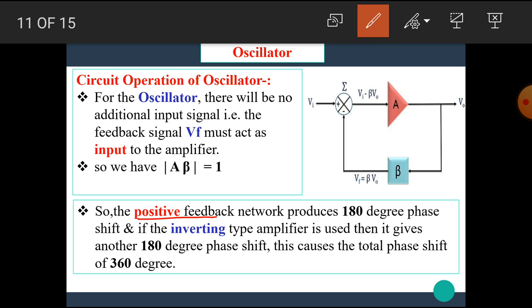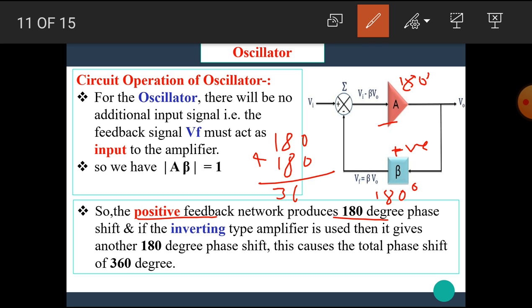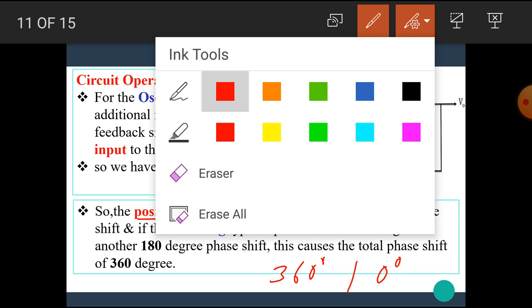The positive feedback network produces 180 degree phase shift. If we also use an inverting type amplifier, then here we get another 180 degree phase shift. That means in total there is 180 plus 180, which is 360 degrees of phase shift, or we can say it is a 0 degree phase shift. I hope you all understand.